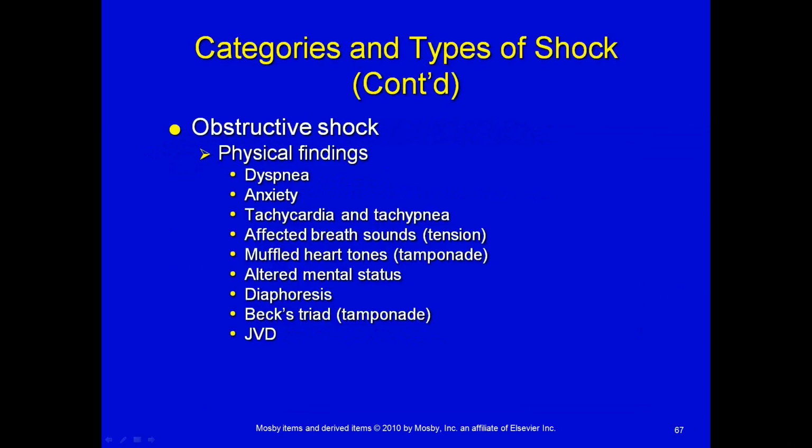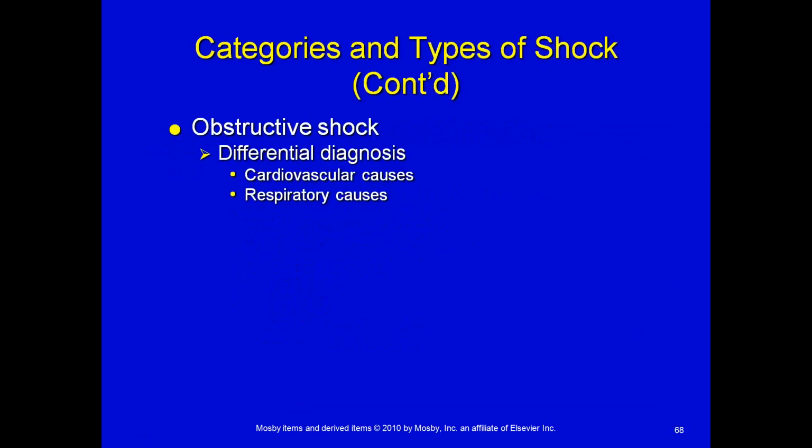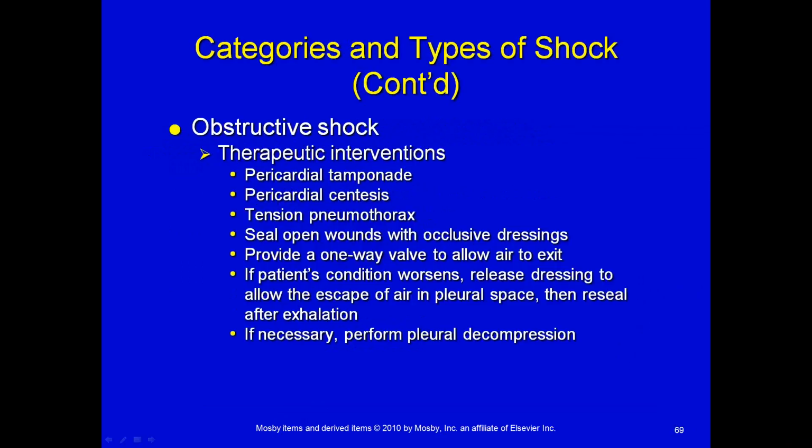You look at Beck's triad: jugular vein distension, muffled heart tones, narrowing pulse pressures. That'll clue you into a potential pericardial tamponade. Look for other cardiovascular and respiratory causes of the shock. With a tamponade, you need to do a pericardiocentesis.